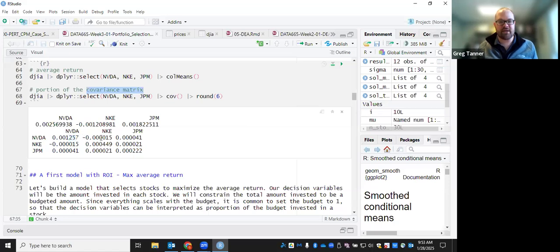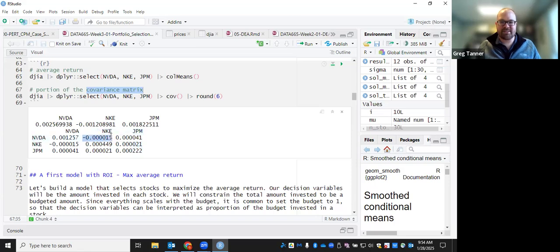And then if we look at the off diagonals, this is looking at NVIDIA versus Nike. This is how much the two stocks are related to each other. If it's negative, then as one goes up, the other tends to go down. If it's positive, then as one goes up, the other tends to go up. The closer it is to zero, the less related they are. The higher it is, either positive or negative, the more related they are. It looks like JP Morgan and NVIDIA have some positive covariance or correlation, and it's a stronger relationship than Nike with JP Morgan.